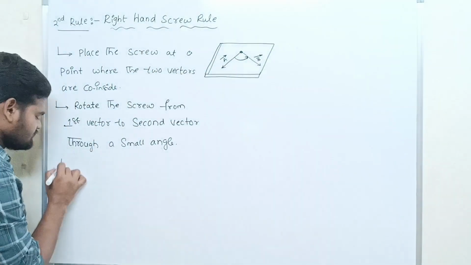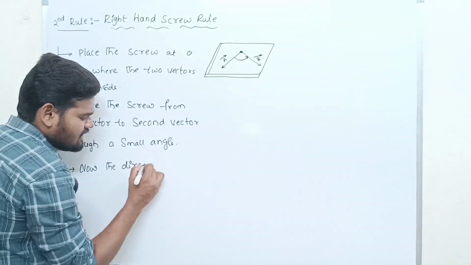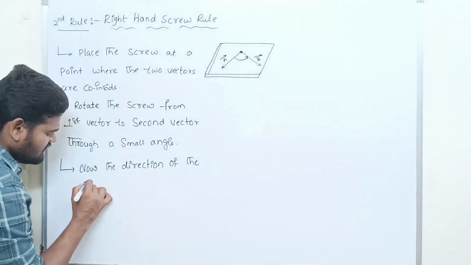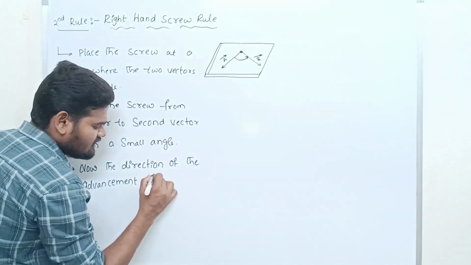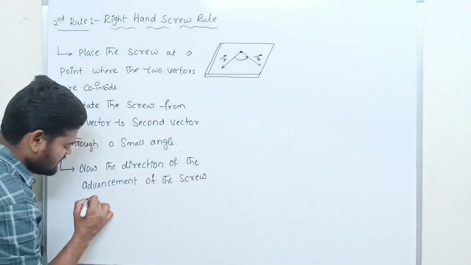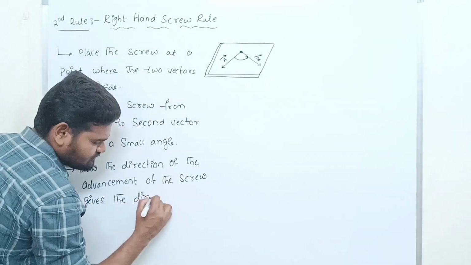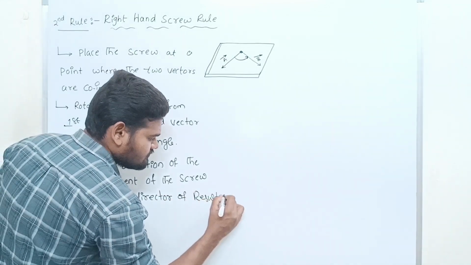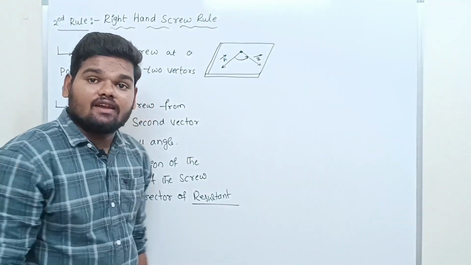Now the direction of the advancement of the screw gives the direction of the resultant vector. Are you getting me? Any doubts?